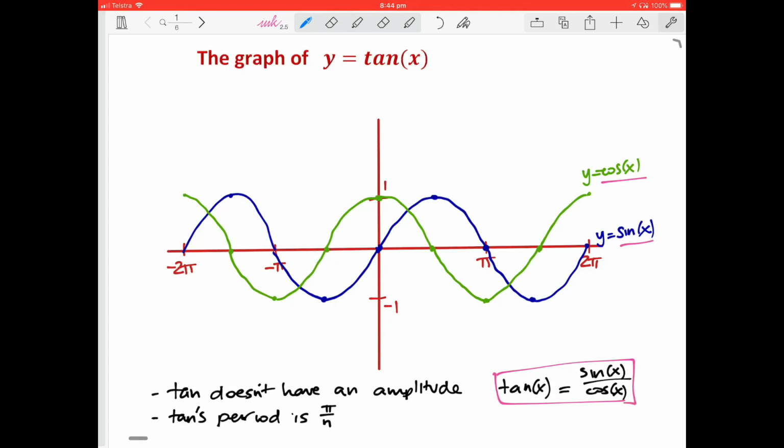We know when x equals 0, sine is equal to 0, and cos is equal to 1. So if I did 0 over 1, I would get 0. So the first thing we know is it goes through 0. Okay, next thing, if we have a look here at pi on 4, sine of pi on 4 is root 2 on 2. Cos of pi on 4, that's also root 2 on 2.